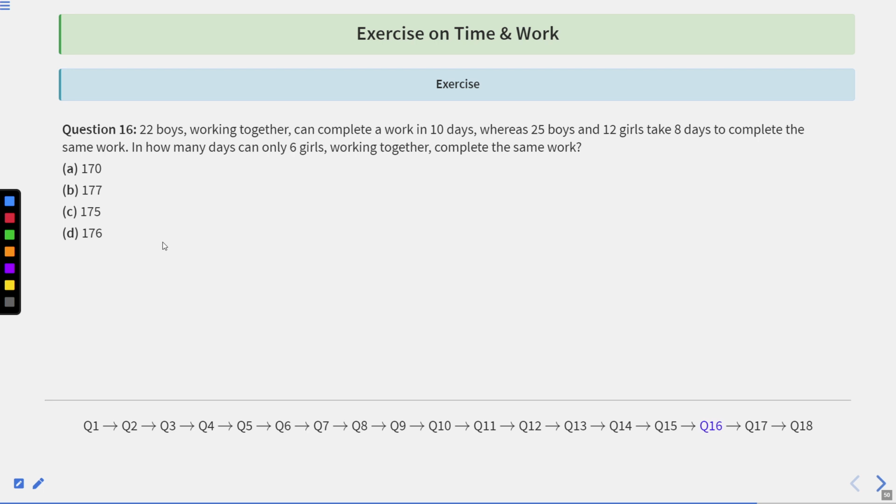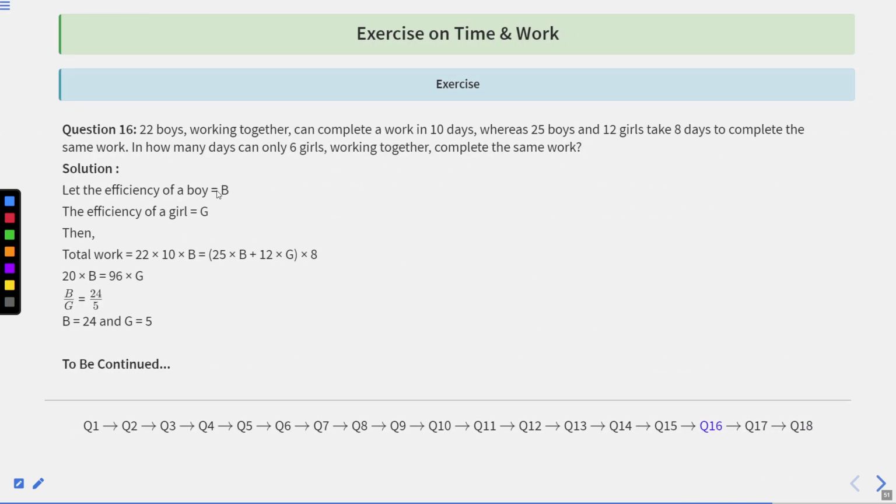Question number 16. 22 boys working together can complete a work in 10 days, whereas 25 boys and 12 girls take 8 days to complete the same work. In how many days can only 6 girls working together complete the same work?